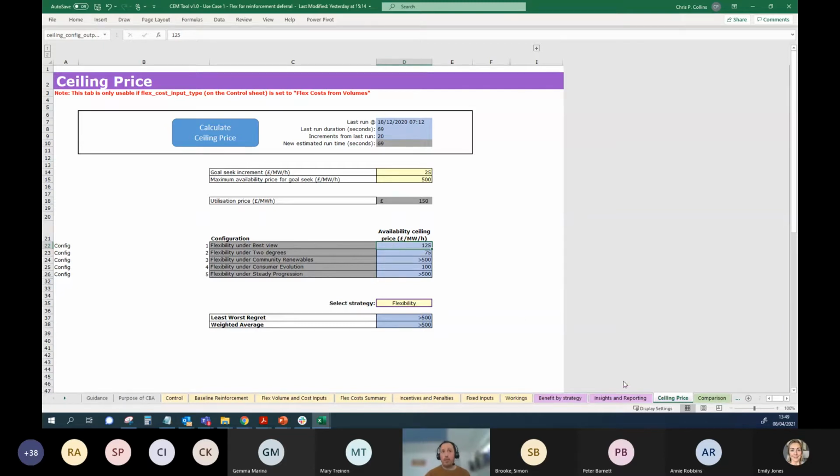So that's it in terms of the outputs. In terms of running this, you just need to set everything up and run this little macro up here. I won't do it now because it takes some time to run, but it just cycles through the availability prices and populates the answer.